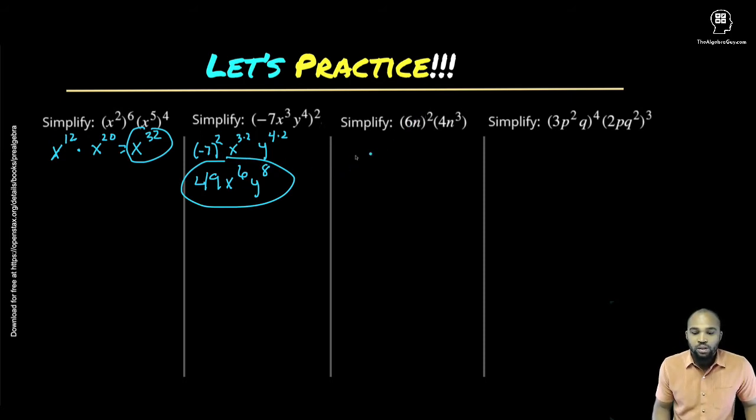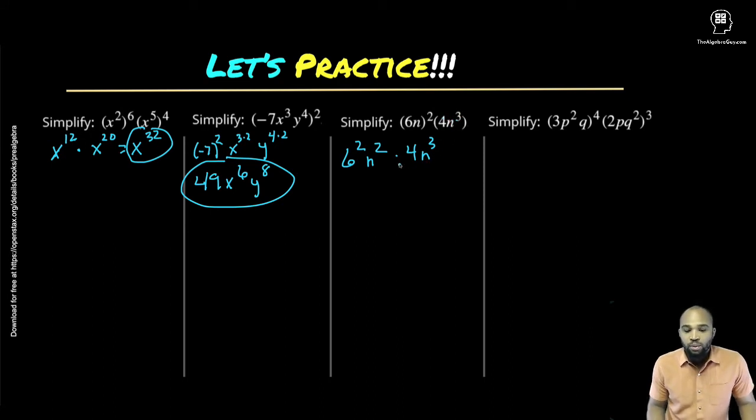x to the 3 times 2 is x to the 6th, and y to the 8th. All right, same thing for this next one. 6 is going to be squared, n is going to be squared, and it's going to be multiplied by 4n cubed. Now notice I didn't put the cube on the 4. Why not? Because this cube, this 3, is not on the outside of the parentheses, forcing the 4 and n to be cubed. It's only the n that's being cubed here, so be careful of that.